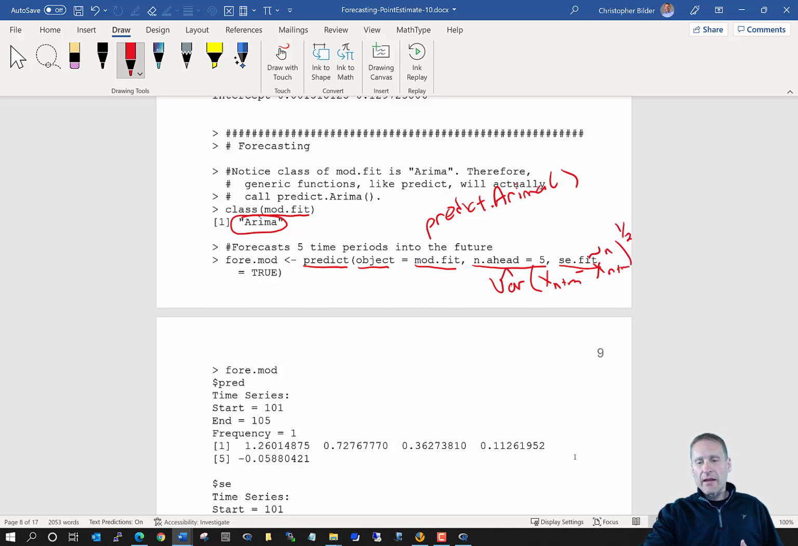So x of n plus m minus that forecasted value, you could say, is my forecast error. How far am I off? And I want to know what the estimated variance of that is. If I take the square root, then I'm finding the standard deviation. This is what se.fit corresponds to. Later in the notes, we'll talk about what the actual mathematical expression for this variance is. We won't talk about it right now. I just include it here because whenever we do forecasting, we will always want to calculate it.